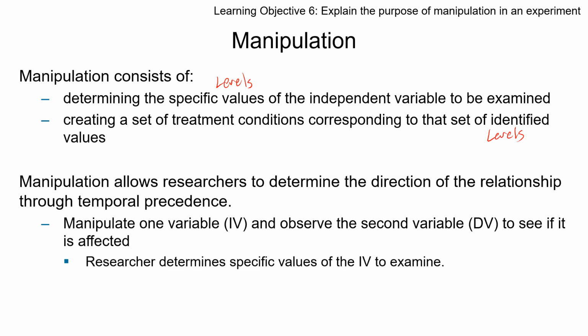And because of this manipulation, it allows us to determine the direction of the relationship through temporal precedence, meaning I do the manipulation first. So the levels of the treatment condition, drug A or drug B. I put people into drug A, I put people into drug B, I give them drug A and drug B, and then I measure their outcomes.